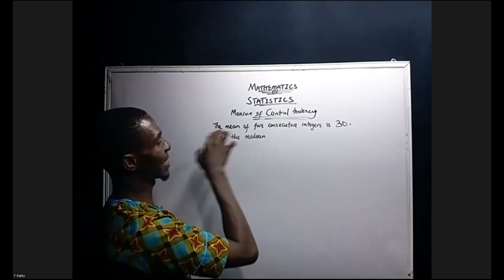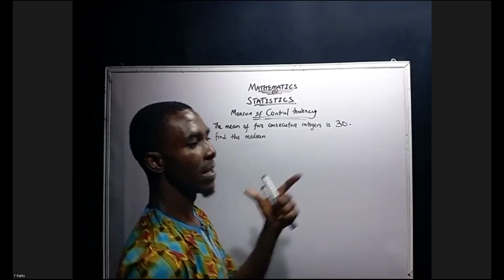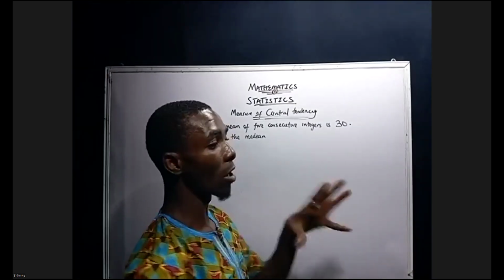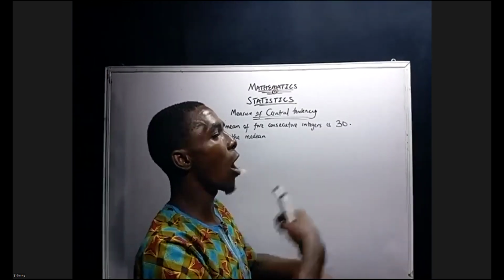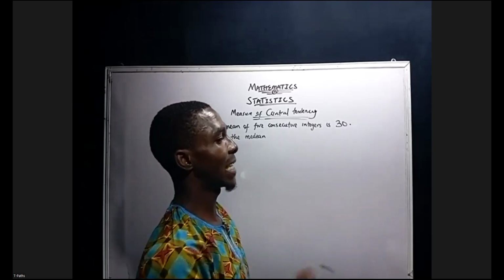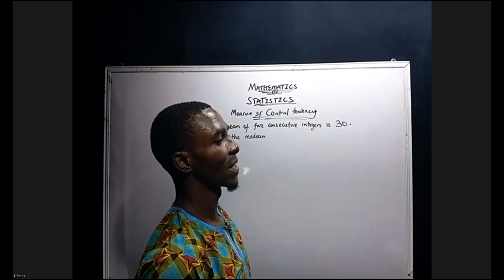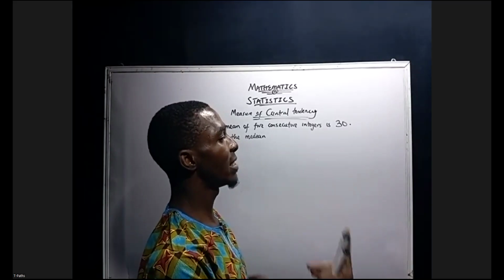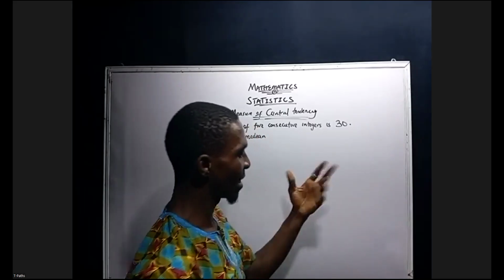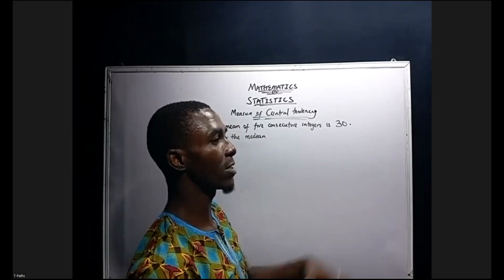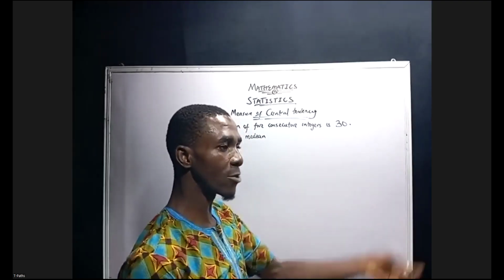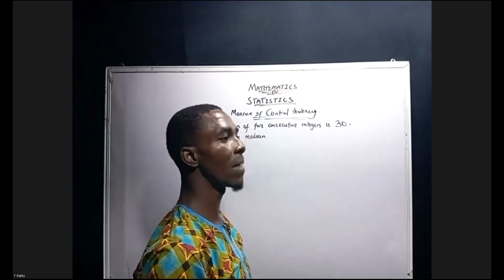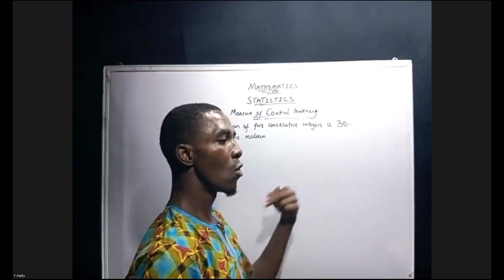Now, let's translate this question. The mean of 5 consecutive integers. The word consecutive means recurring numbers. That is, if I start with 1, then the next coming after 1 is 2, and the next consecutive is 3. If I start with 30, the next consecutive numbers are 31, 32, 33. If I start with 100, the next consecutive numbers are 101, 102, 103.